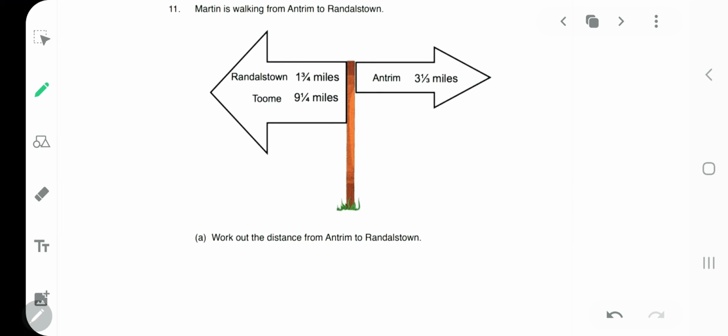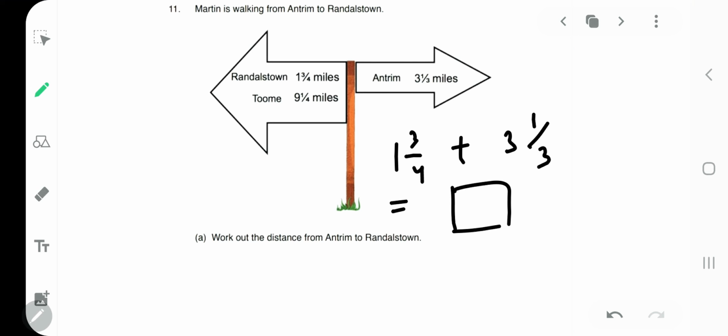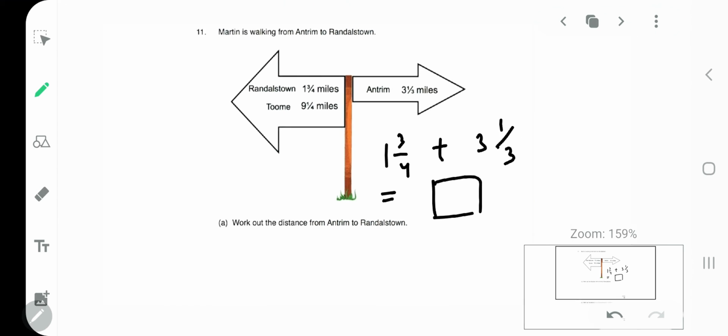Martin is walking from Antrim to Randallstown. Let's see how he is going. Work out the distance from Antrim to Randallstown. If you notice, this signboard says that Randallstown is towards your left, 3/4 miles, and Antrim is towards the right, 3 1/3. So if he wants to walk from Antrim to Randallstown, you have to add these and calculate the distance. Yes, you have to convert your mixed fraction to an improper fraction, then take the LCM and calculate the distance.